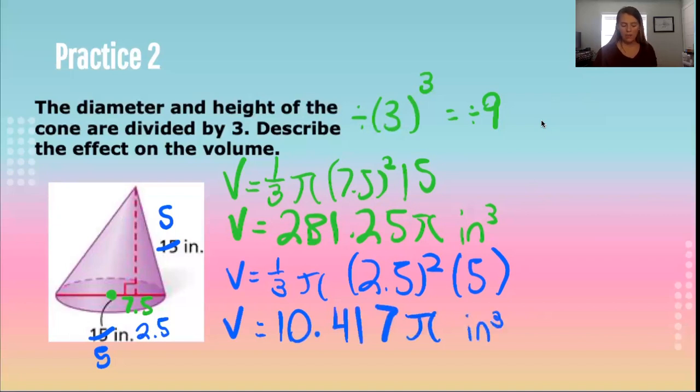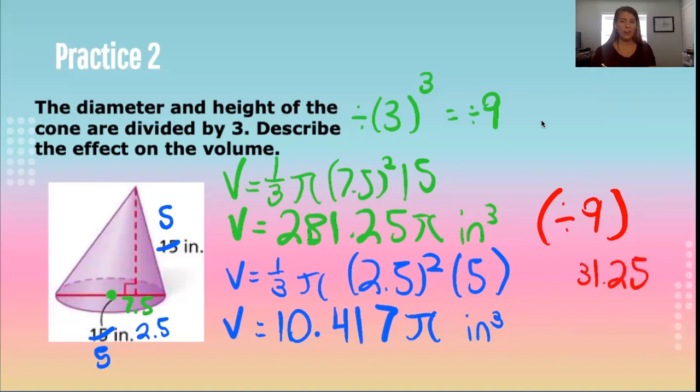Now I'm going to see what happens if I divide this number by 9. That's my hypothesis from what happened yesterday. So if I take that 281.25 and divide it by 9, I get 31.25, and that's not the same as yesterday. So right now what I'm seeing is that my hypothesis is incorrect.